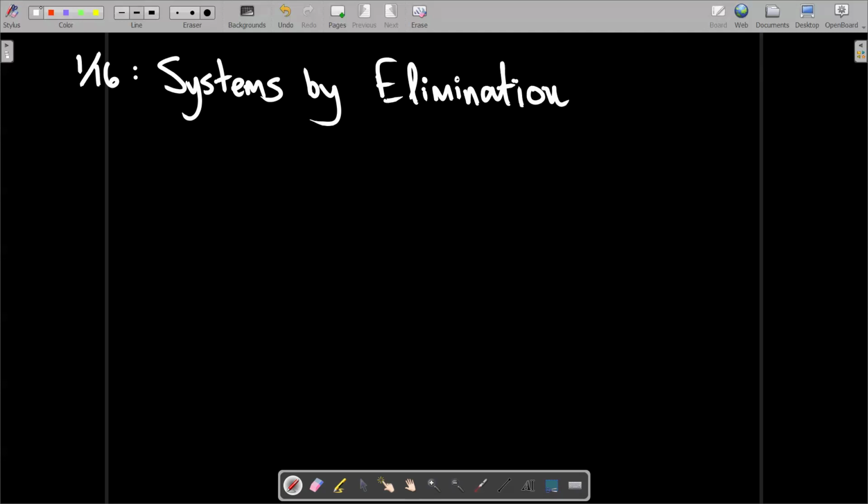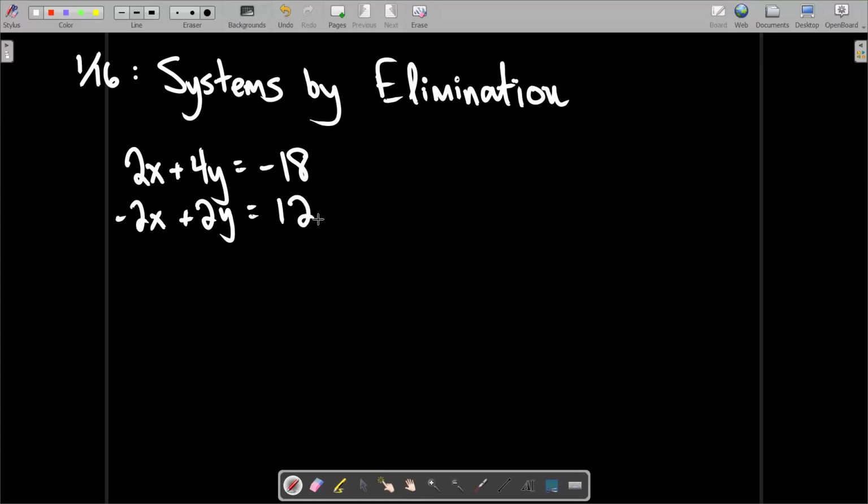Elimination embraces the idea that in a system of equations, you can take one equation and add it to another equation, and you get a third equation that is also part of the system. It's amazing. But here's what it looks like in its easiest form. So we have 2x plus 4y equals negative 18. And then we have negative 2x plus 2y equals positive 12.